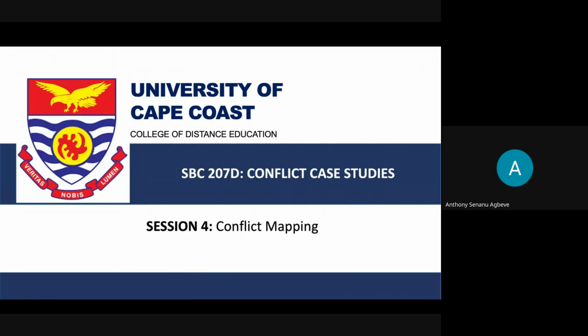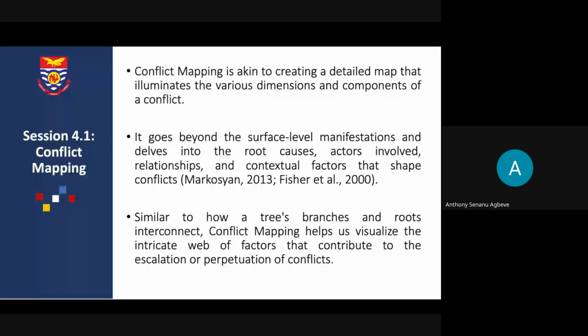the next tool, which is the conflict mapping. So with the conflict mapping, it's a way of creating a map to highlight the various dimensions and components of a conflict. So you are mapping the conflict.